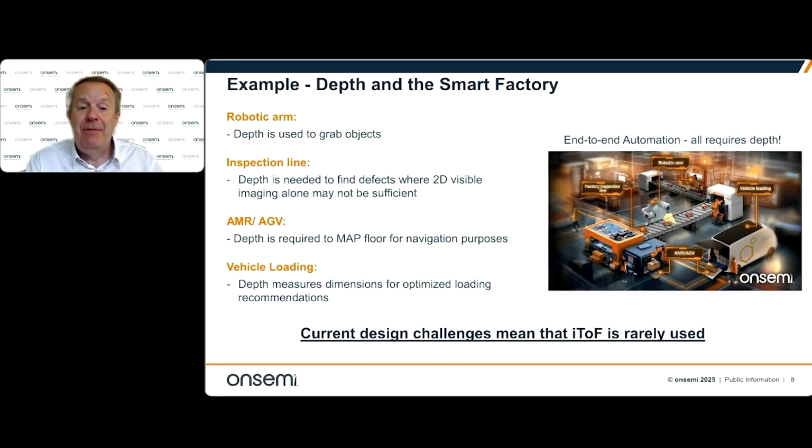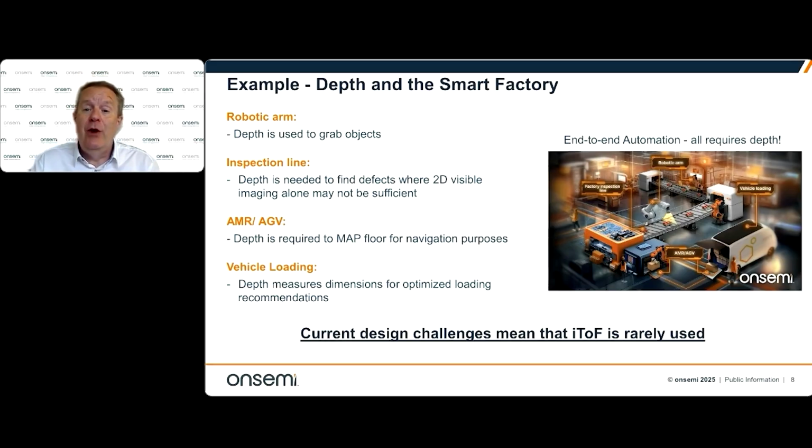On the inspection line, depth is needed to find defects. 2D visible can be used on inspection lines, but 2D visible might not be sufficient for finding that depth and having that depth calculation on the inspection line. And as I mentioned earlier, for AMRs and AGVs, depth is required for mapping, navigation, collision avoidance, and also for safety, because humans are around. So you also make sure there are safety aspects to that as well.